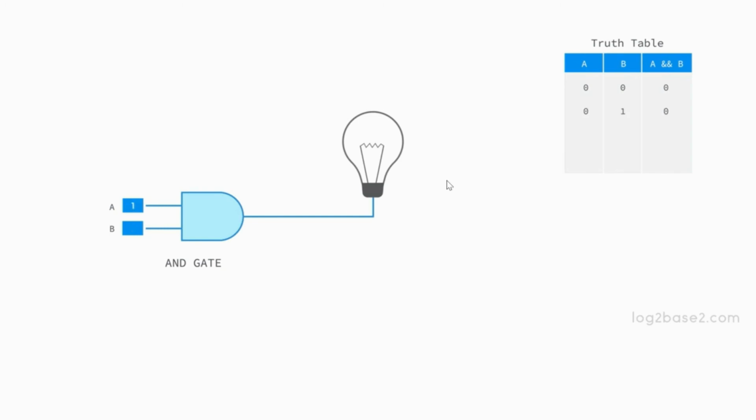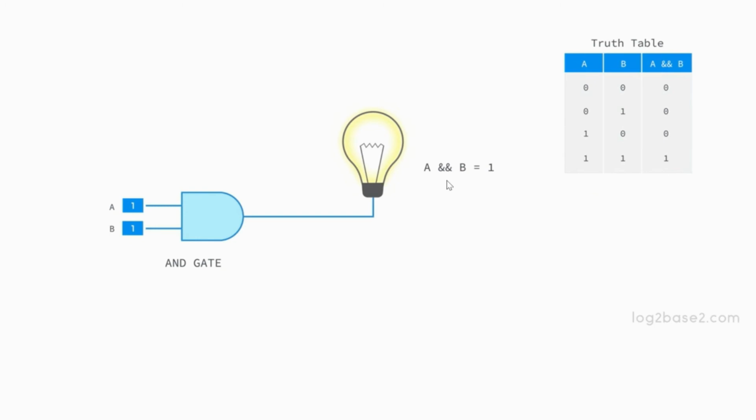And if you have A equal to 1 and B equal to 0, then also the bulb won't glow since A and B equal to 0. Next, if you have A equal to 1 and B equal to 1, then A and B is also equal to 1, so the bulb will glow. So this is the functionality of AND. If you have all the inputs equal to 1, then only the result is 1. And if you have at least one 0, your result becomes 0.